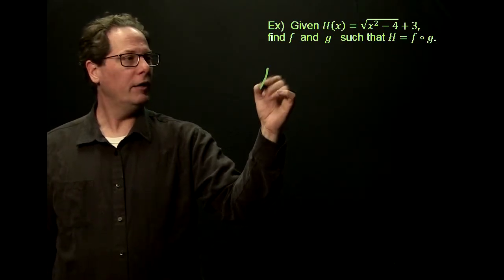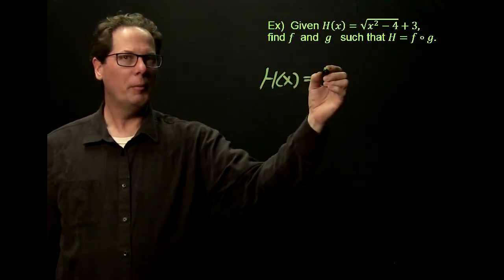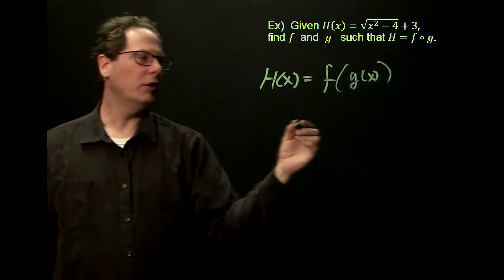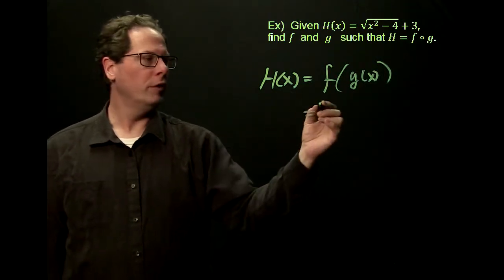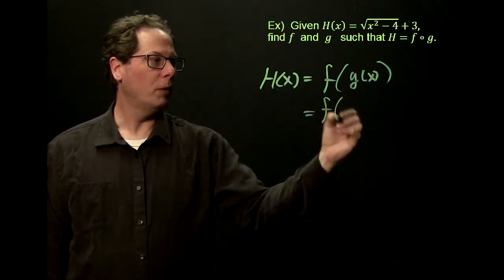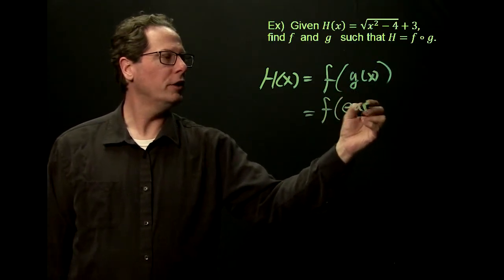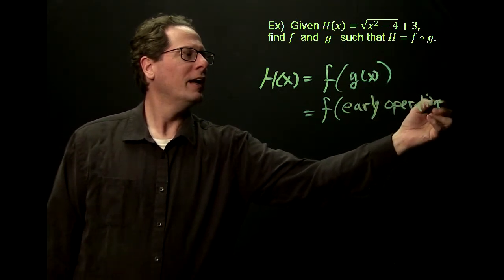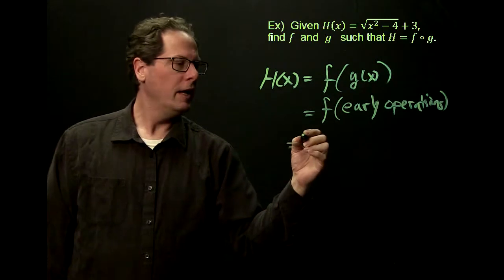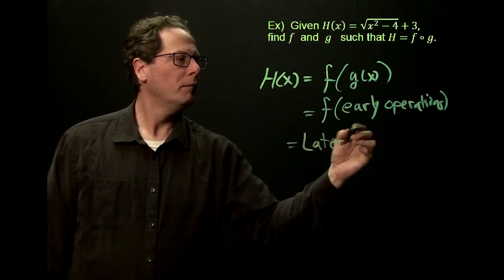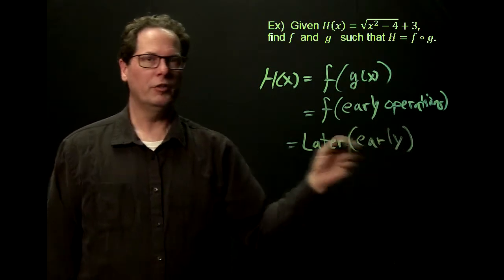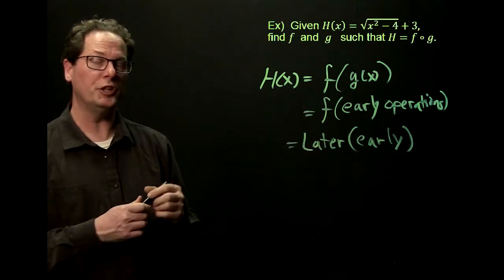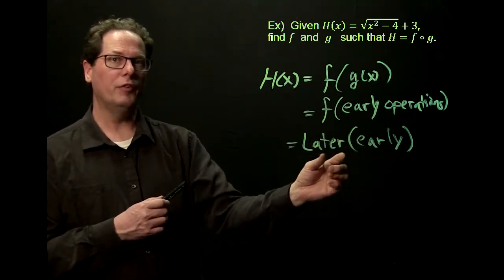And so the idea, though, is you start with your h of x. And remember, what do we mean by f composed with g? We mean f of g of x. Now, let me just give you a little bit of idea where we're going with this. The f is the later operations, and the g are the early operations. So let me write early operations. And then the f is going to be the later operations. So just giving you a feel of the different components of how it's going to go into this composition. So g is going to be the early stuff, f is going to be the later stuff.